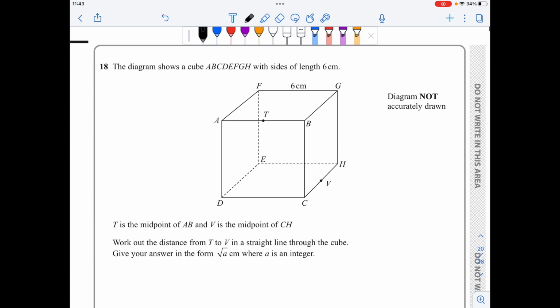For question 18, I need to find the distance TV. Now, to do so, I'll form a right angle triangle with TV as the hypotenuse. The third point will be the midpoint of CD, and I will label this as K. For this triangle, I only know KT, that is equal to 6. And to find KV, I'll use the triangle KCV. So let's extract those two triangles, use the red one to find KV and then the blue one to find TV.